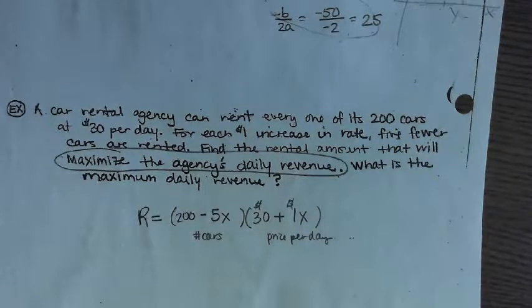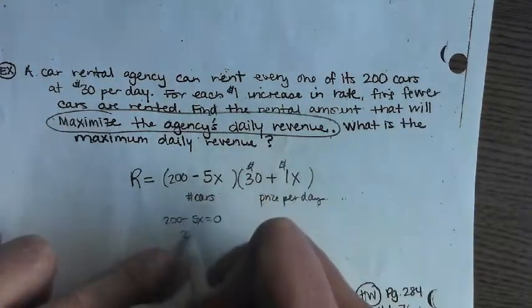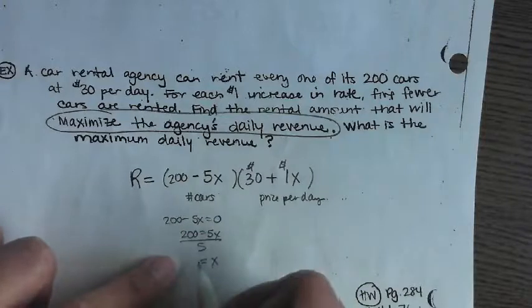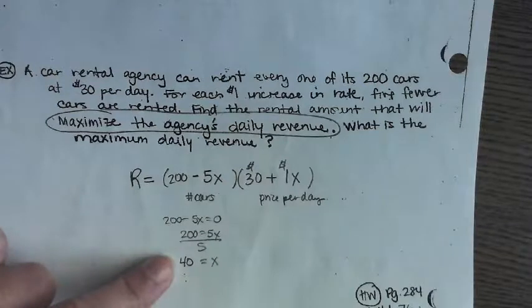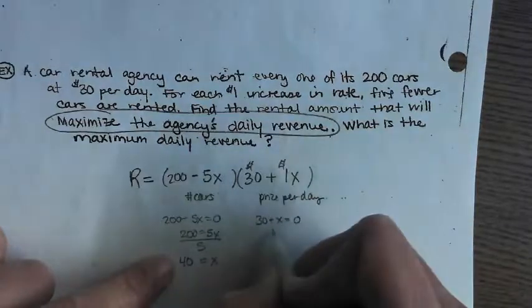Let's talk about another way to find the vertex from factored form. If a quadratic is in factored form, what does that make it easy to find? The x-intercepts, because you would tee it up, right? So if I set 200 minus 5x equal to 0, divide both sides by 5, I get one x-intercept to be 40. The other x-intercept is negative 30.